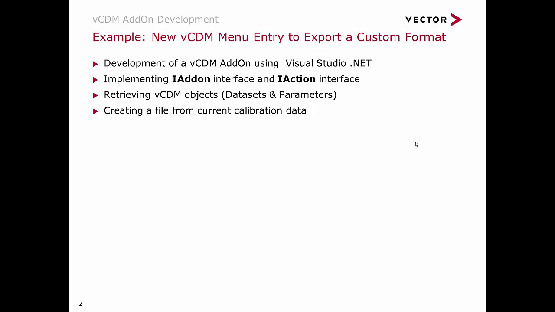And then we will add an action, a context menu action on the class datasets. So for this, we will have to implement the interface iAction. We will see this in the tutorial. The task is then to retrieve CDM objects. In our case, we want to retrieve datasets and the calibrated content of these datasets. And then we want to export the calibrated content into a customer-specific file format.